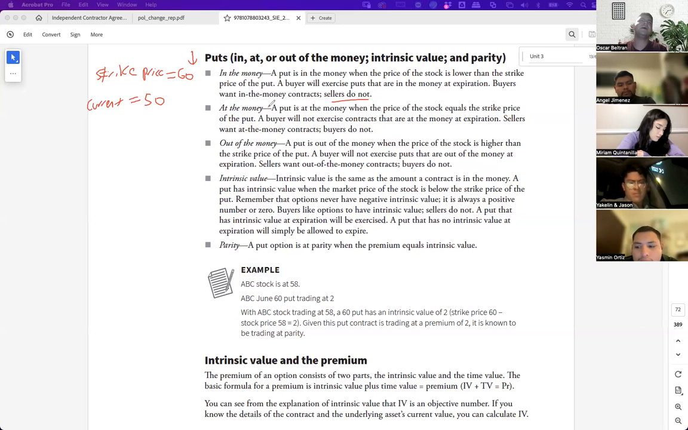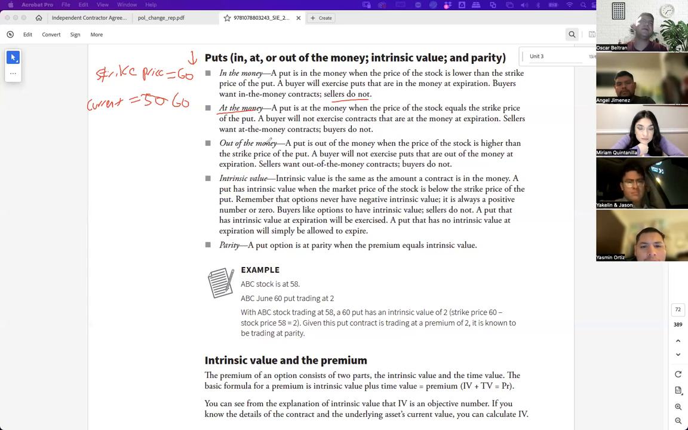Now, at the money, it's the same thing. We want the strike price equal to the current market price. So it's 60 right here, and then it's at the money. It's when the strike price of the stock equals the put. That's it.